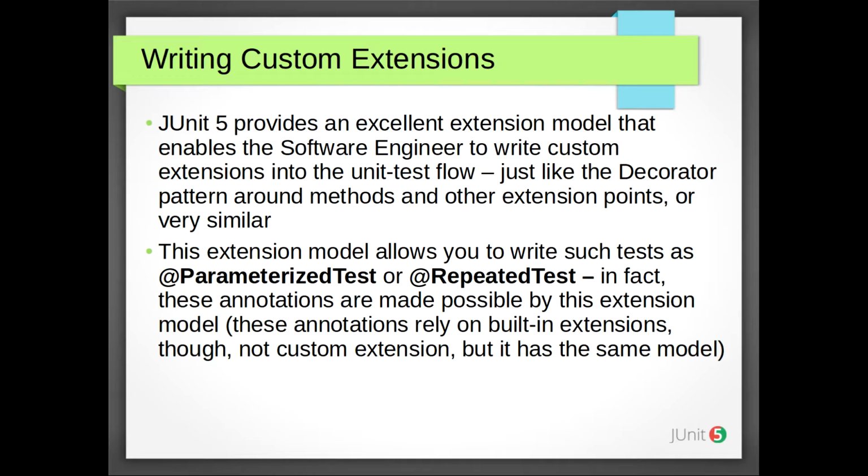JUnit 5 provides an excellent extension model that enables the software engineer to write custom extensions into the unit test flow. Just like the decorator pattern around methods and other extension points, or very similar. This extension model allows you to write such tests as @ParameterizedTest or @RepeatedTest. In fact, these annotations are made possible by this extension model. These annotations rely on built-in extensions though, not custom extensions, but it has the same model.